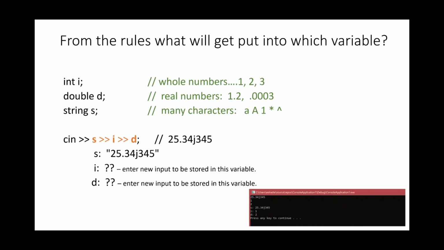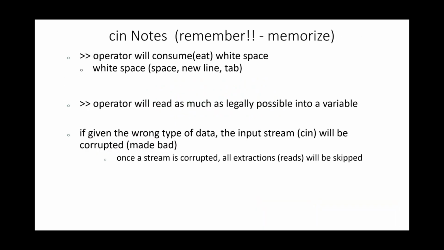Okay, we tried that, and here is a screenshot of what I tried before. Okay, the cin notes again. It consumes, eats the white space, and the extraction operator will read as much as legally possible into the variable. If given the wrong data, the input stream will be corrupted. Now, this is going to be either in a quiz or the midterm, or both.